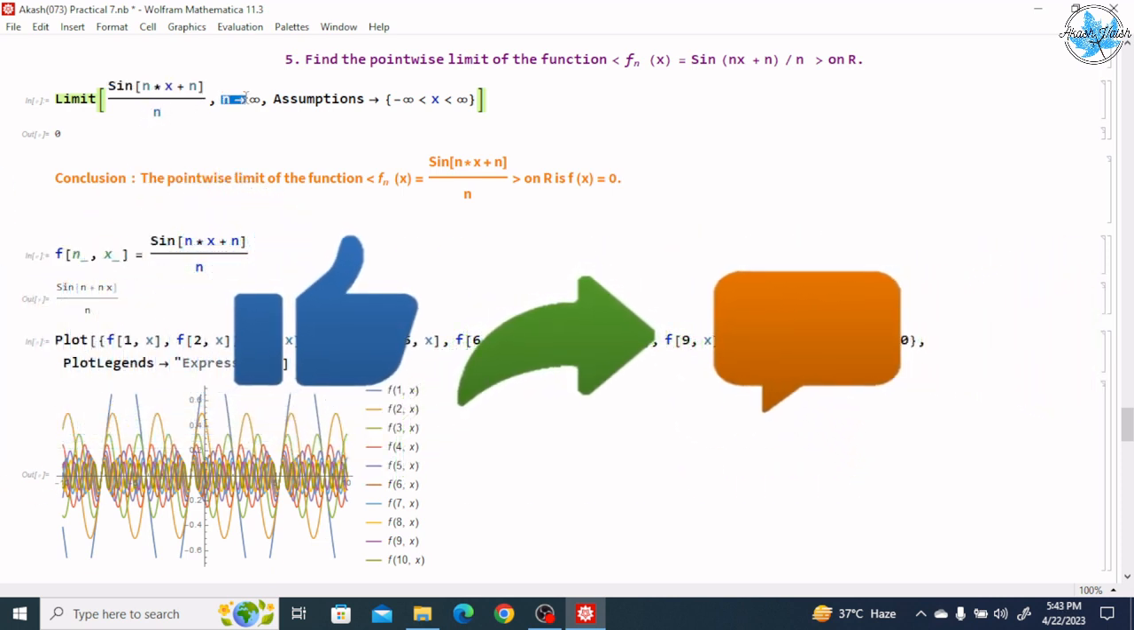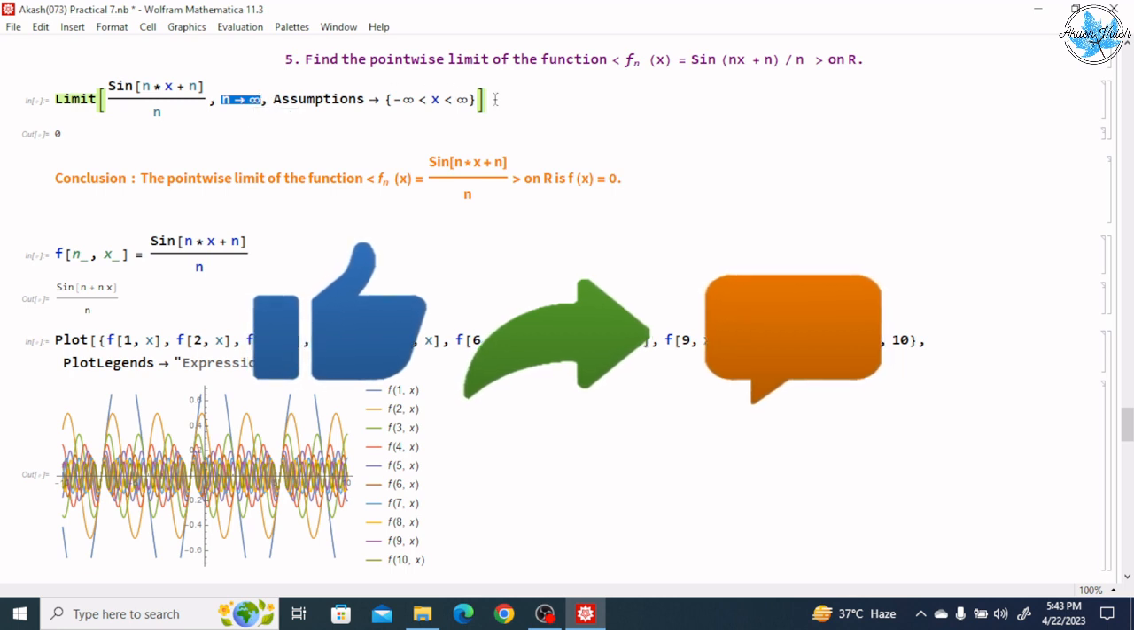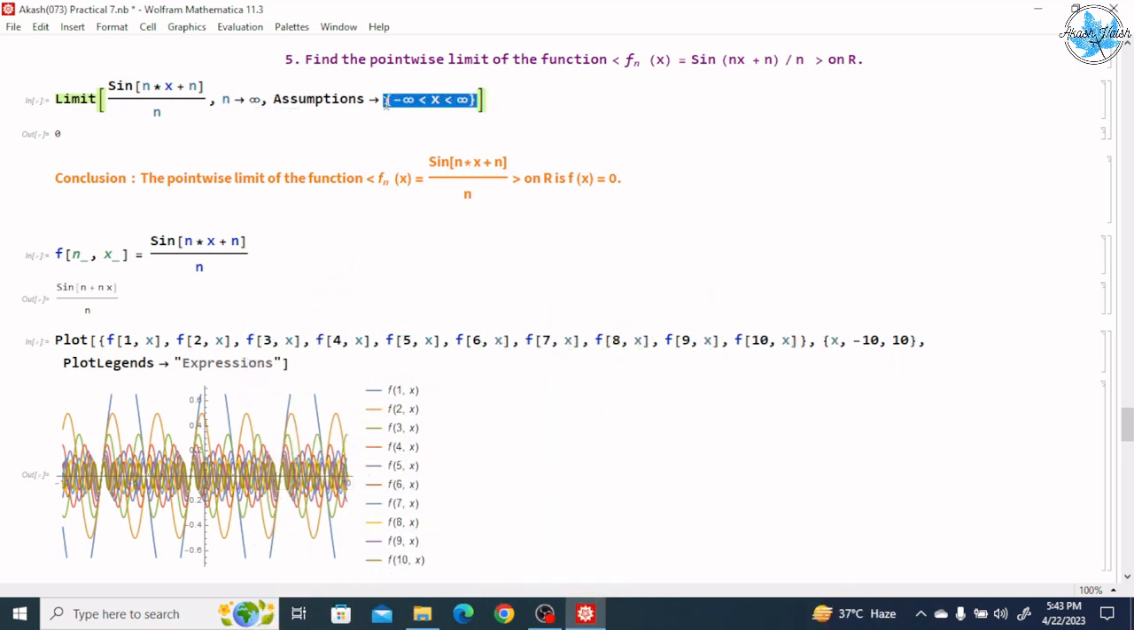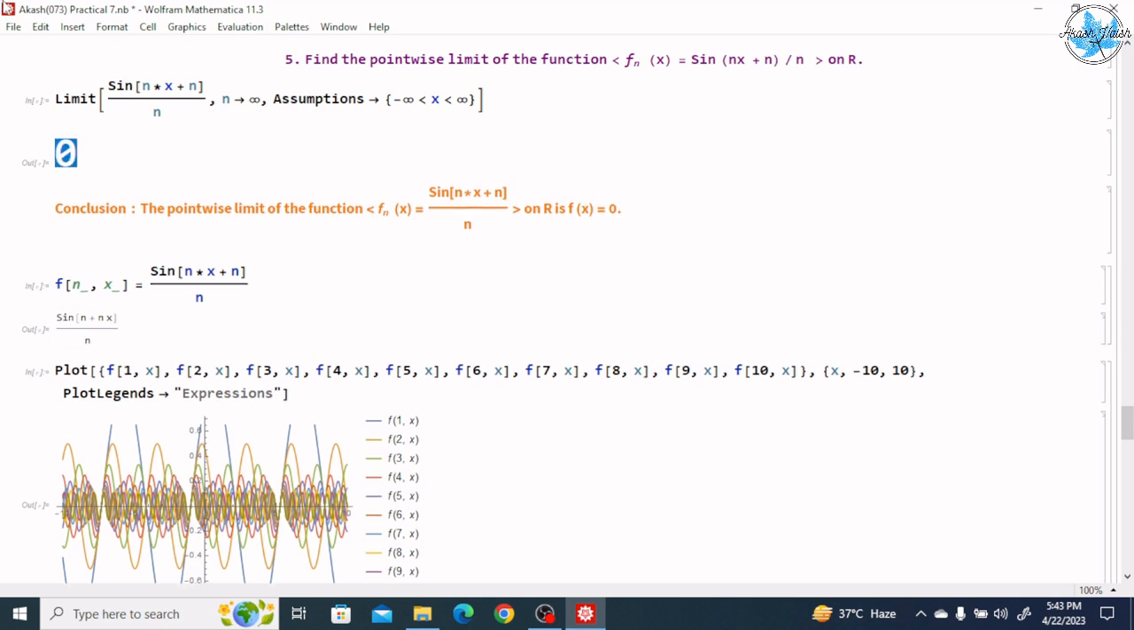Now I am varying my n tends to infinity, and my x is varying from minus infinity to plus infinity. So whenever my x is varying from minus infinity to infinity, I can see the value of the limit would be what? The value of the limit would be 0. So in conclusion, you can see the pointwise limit of the function f(x), sine(nx) upon n, this is your function, you will get the limit 0. So the conclusion would be f(x) is equal to 0. That is the pointwise limit of the function.